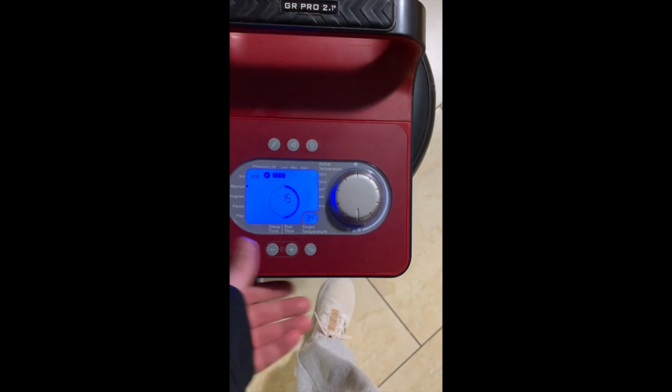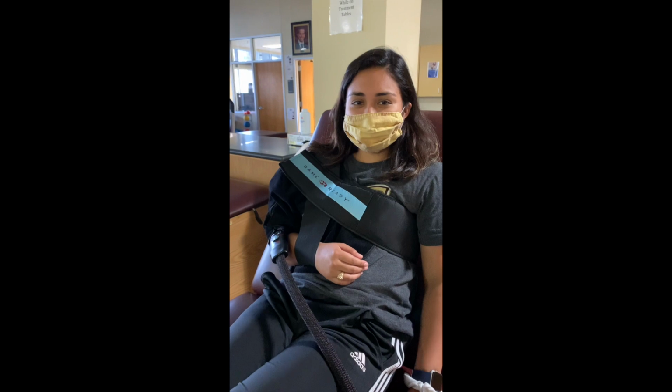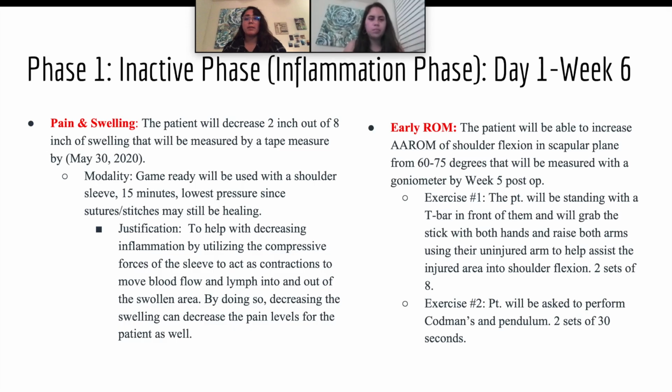Our justification is that it will help decrease the inflammation by utilizing the compressive forces of the sleeve to act as contractions to move blood flow and lymph into and out of the swollen area. By doing so, we will be decreasing the swelling and the pain levels for the patient as well.